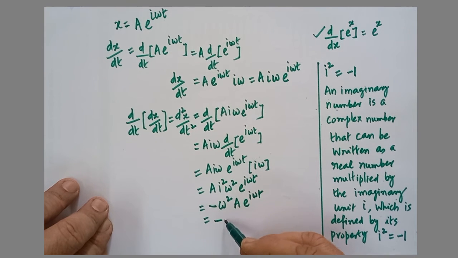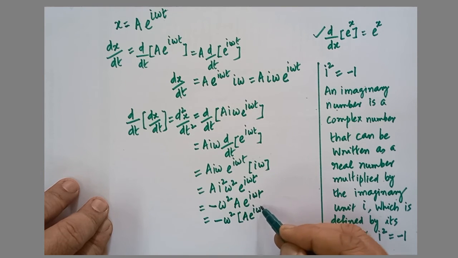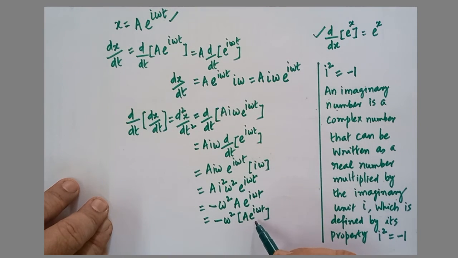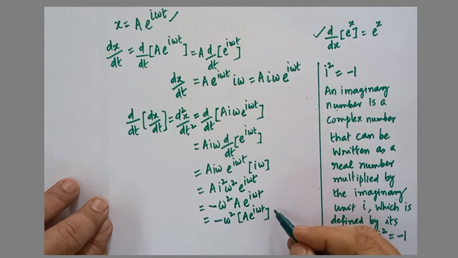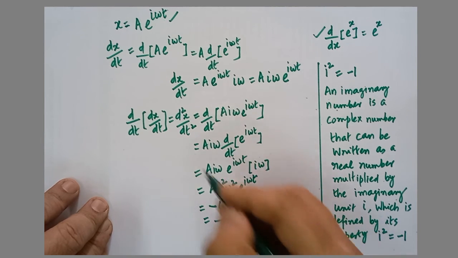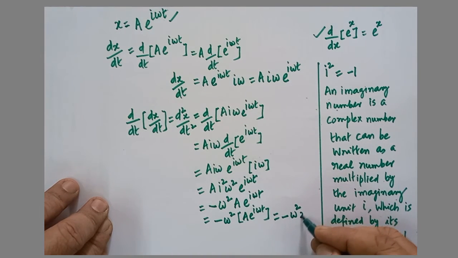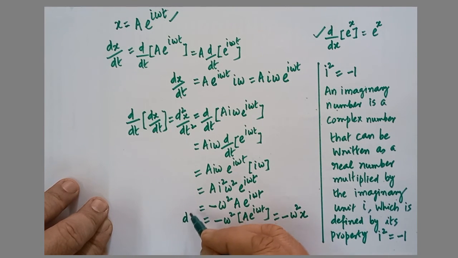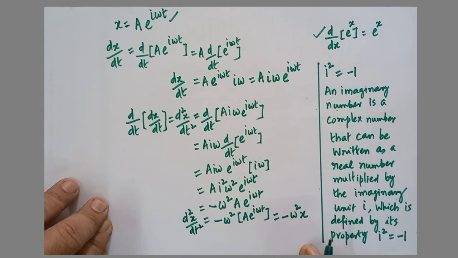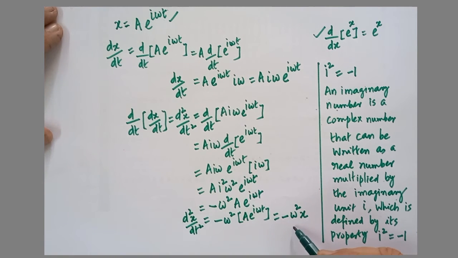Now, in the next step, we can write minus ω², and this part within the bracket: A e^(iωt). Check this part. Look here, A e^(iωt) is nothing but x. So finally we can write minus ω², and instead of this part, x can be written, which is what is given there. This is nothing but d²x/dt². So we have arrived at the final expression.